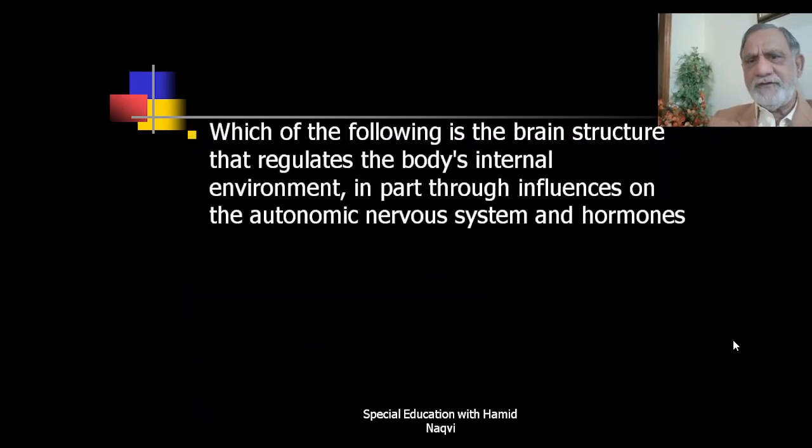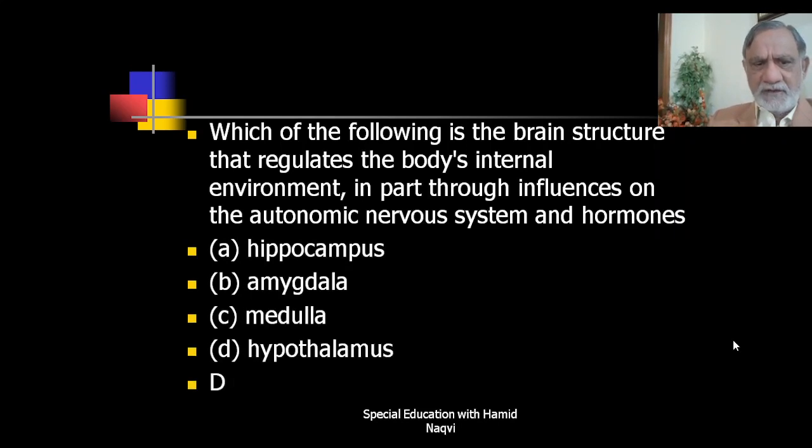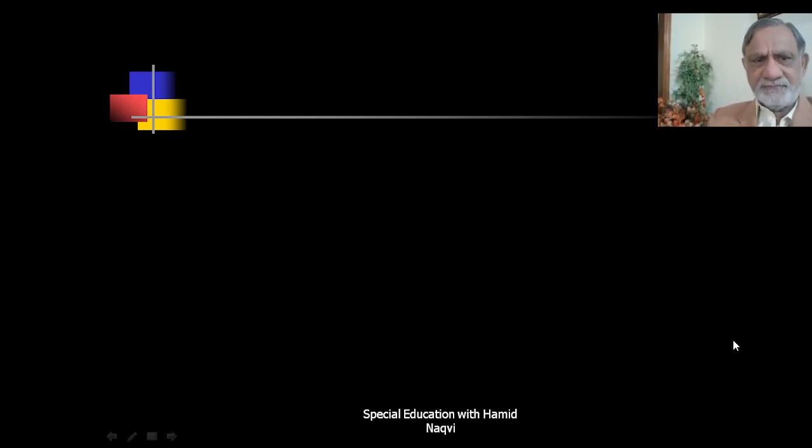Which of the following is the brain structure that regulates the body's internal environment, in part through influences on the autonomic nervous system and hormones? Correct one is the last one.